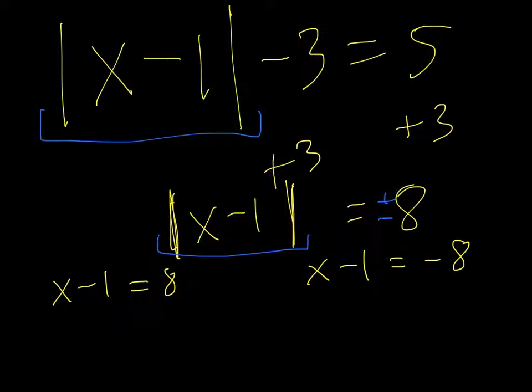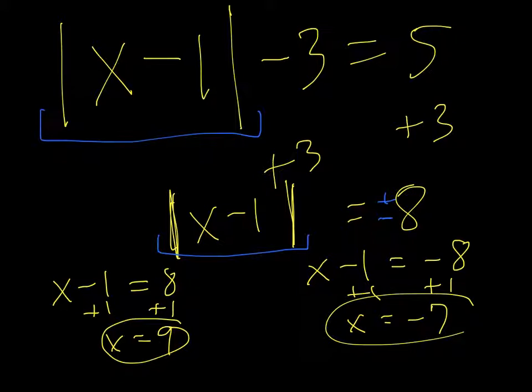So here we get plus 1, x can equal 9. That's one solution. Plus 1, x can equal negative 7. That's another solution. So you can always check by plugging these values back in. If I take x equals 9 and plug it in, 9 minus 1 is 8. Is the absolute value of 8 equal to 8? Yes. What about this one? If I plug in negative 7, negative 7 minus 1 is negative 8. Is the absolute value of negative 8 positive 8? Yes. So they both check out, okay?